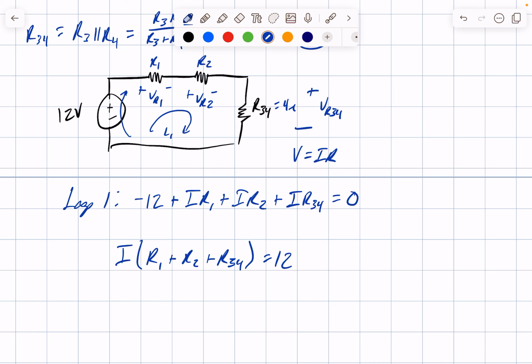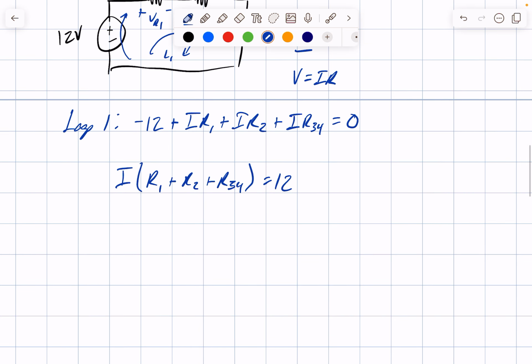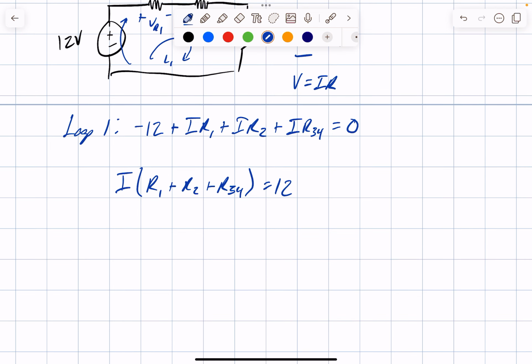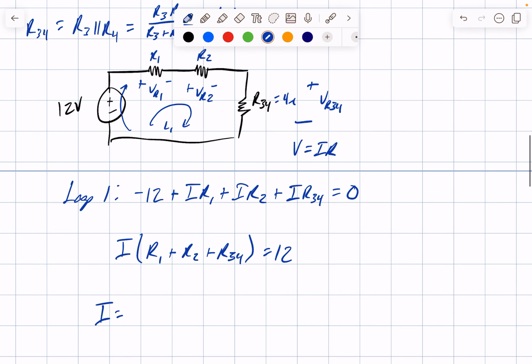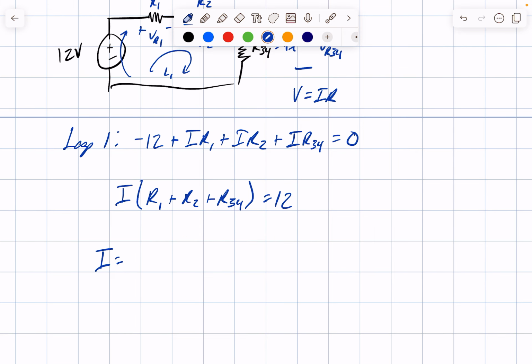Okay. And now for the next step, we can rearrange this equation to solve for the current throughout the whole circuit. Because remember that with KCL and KVL, the current is the same for resistors in series, and voltage is the same for resistors in parallel. Since all resistors are in series here, we only have one current. So if we rearrange this equation as I equals 12 over R1 plus R2 plus R34, we can plug in those numbers.